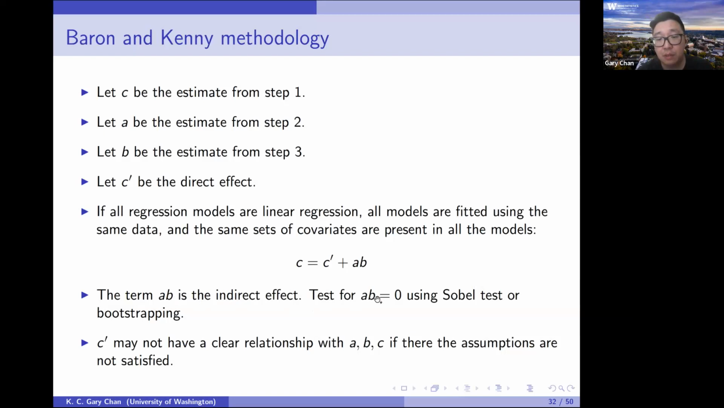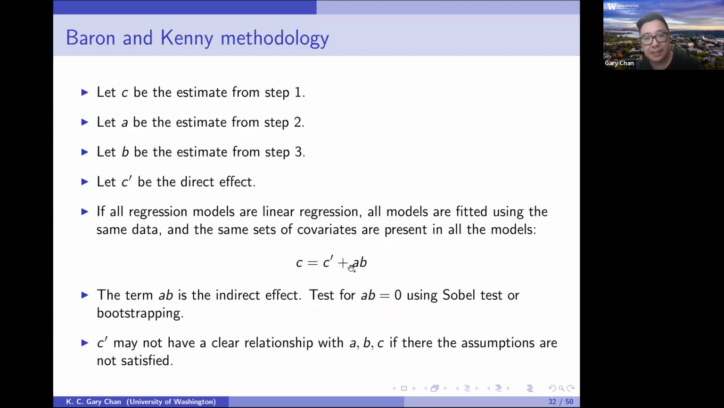And then sometimes we use a test called the Sobel test to test whether the indirect effect equals zero. So basically it tests whether an intermediate variable is a mediator. And you could use bootstrapping. There has been quite a lot of literature, particularly in psychology and social science, on the Sobel test. This is for products, and the normal approximation does not work very well for products, so people would recommend bootstrap. Okay.